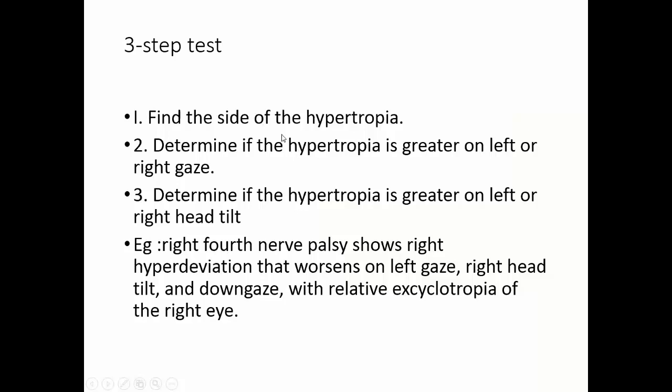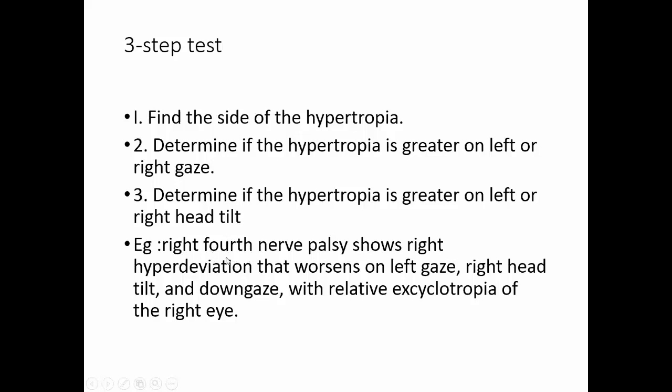Eye surgeons, we do the 3-step test to find out the lesion. First, you find the hypertropia, the side of hypertropia, whether it's the left hypertropia or the right hypertropia, and then you look for differences in the right and left gaze and see in which gaze the hypertropia is greatest. Then you tilt the patient's head and you see which side, when tilted to right or left, the hypertropia is worse. This is a little confusing. I advise you to read this carefully and try to remember.